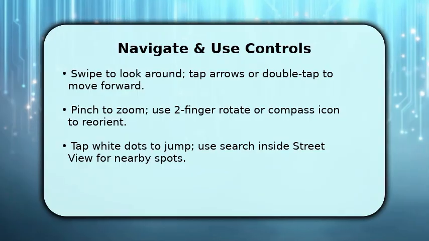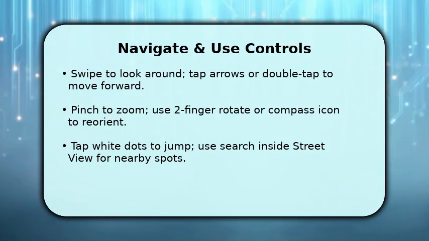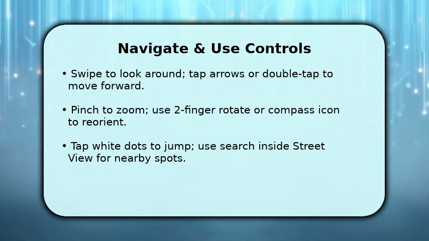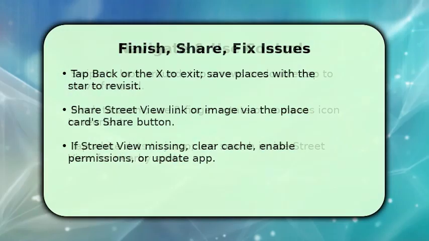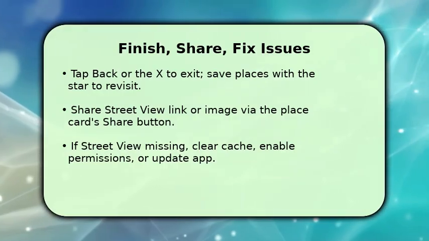Once inside, tap blue or white nodes to jump between panoramas and use the search bar to find nearby businesses without exiting. These steps let you move precisely. You'll finish by exiting with back or X and saving any location with the star so you can return quickly.